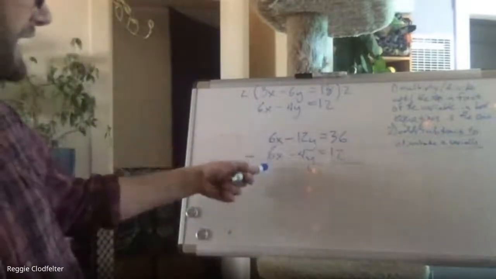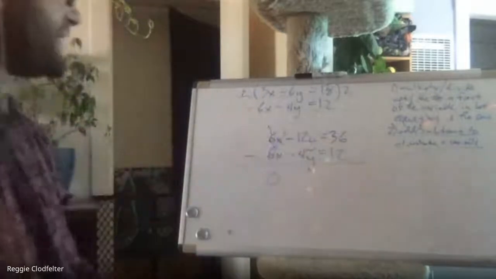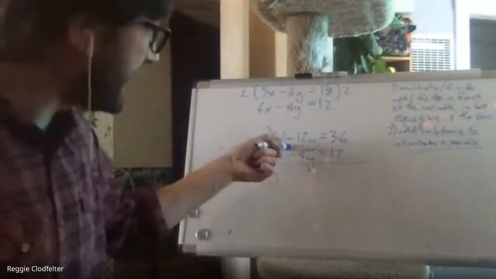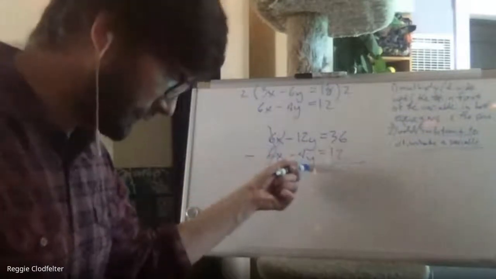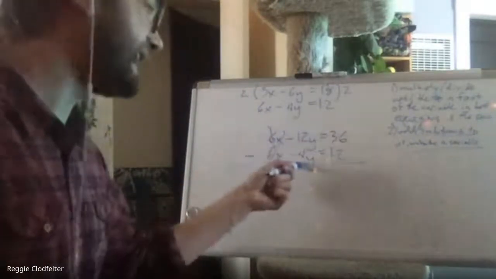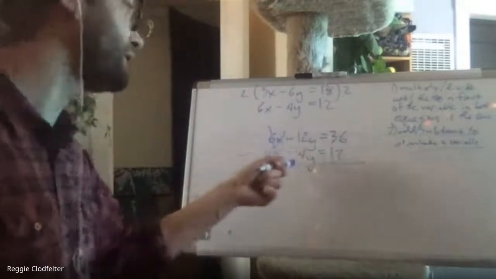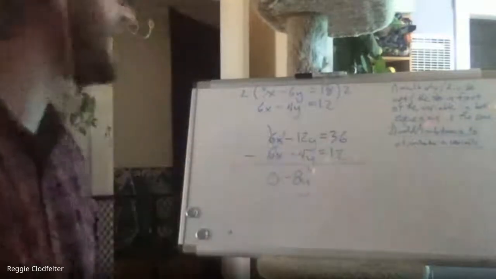So I get 6x minus 6x. That just equals 0. So it cancels out. Then I get negative 12y minus negative 4y. Negative 12y minus negative 4y is like adding 4y. So it's just negative 8y.